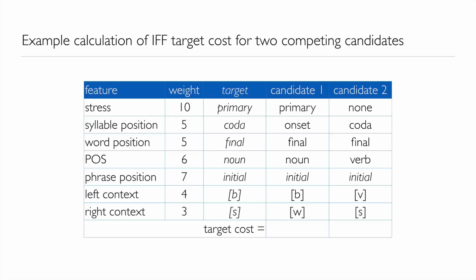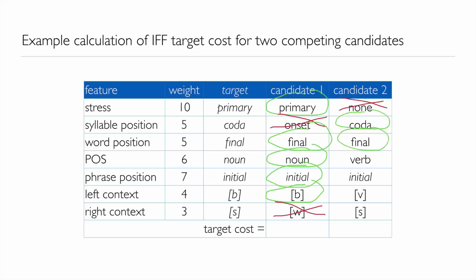Let's do candidate 1 first. For candidate 1, stress matches, syllable position mismatches, word position matches, part of speech matches, phrase position matches, left context matches, but right phonetic context mismatches. And we'll do the same for candidate 2 separately. Stress mismatches, syllable position matches, word position matches, part of speech mismatches, phrase position matches, left phonetic context mismatches, right phonetic context matches.